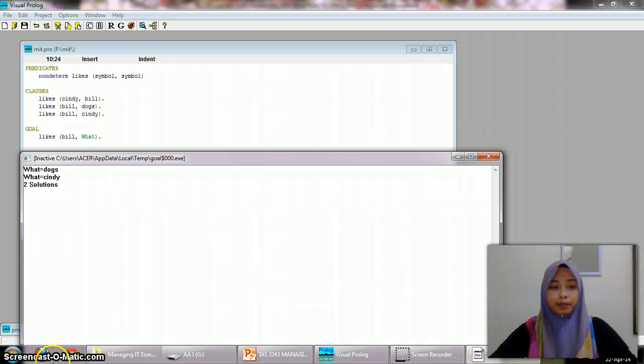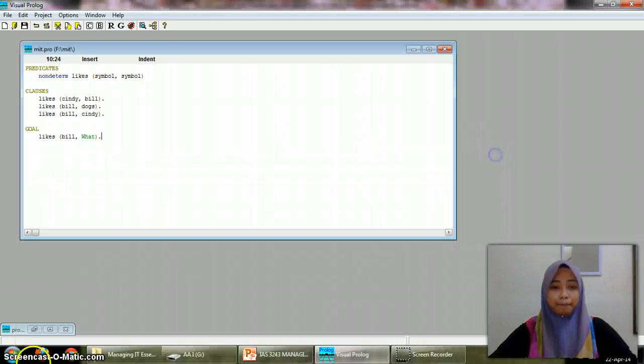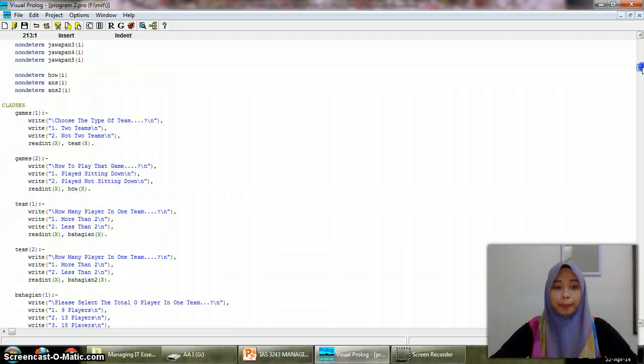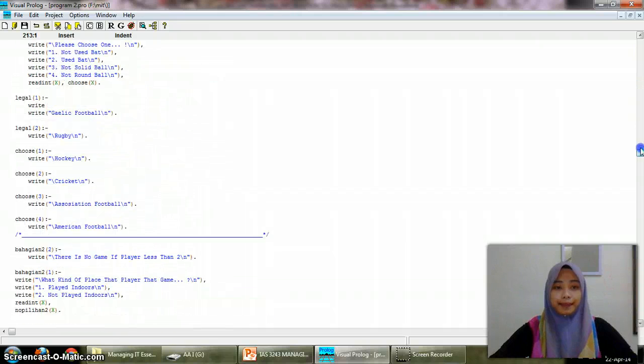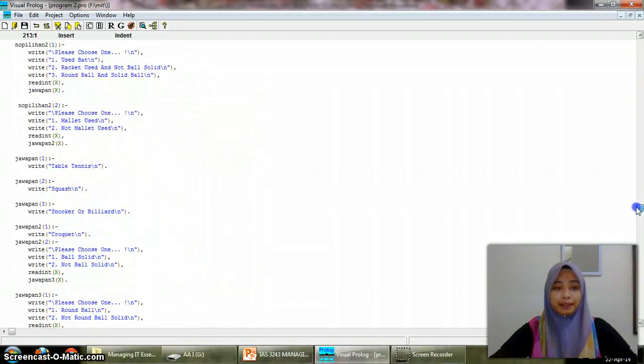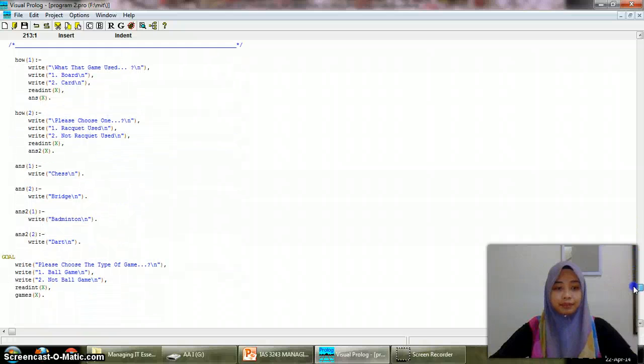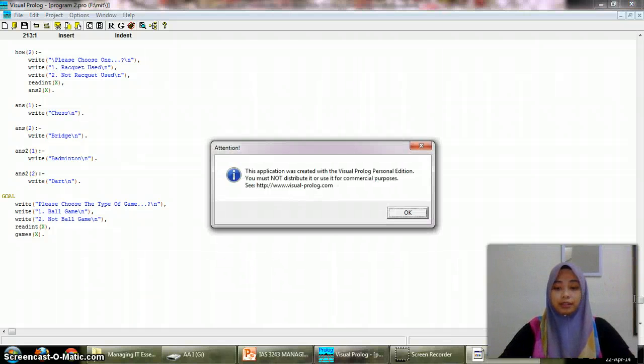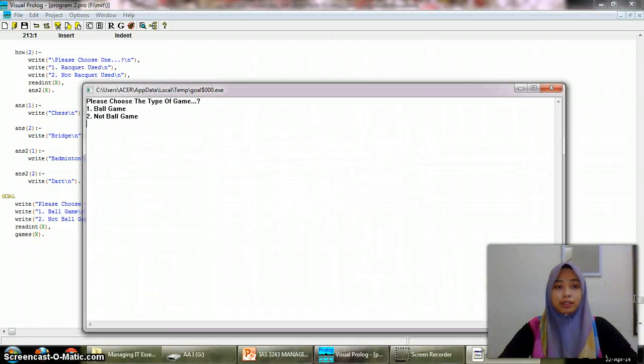Another example will show the sport program. This is the coding. When we run the goal, it will show the question. You can choose either 1 or 2.